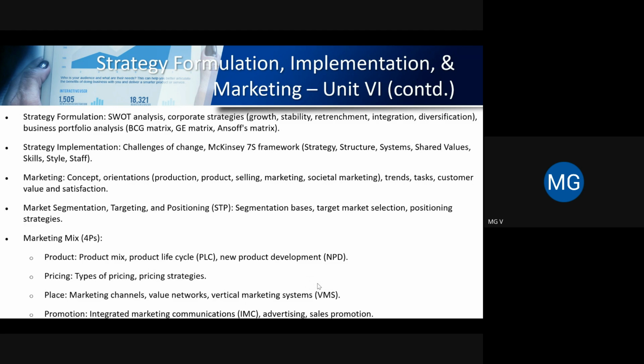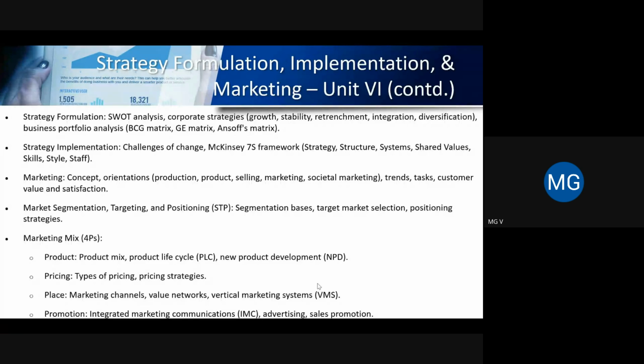Marketing is the process of creating, communicating, and delivering value to customers. Different marketing orientations exist, from a focus on production to a focus on societal marketing. Market segmentation divides the market into distinct groups of buyers with different needs. Targeting selects specific segments to serve, and positioning creates a unique image for the product in the minds of the consumers. The marketing mix consists of the four P's: product, price, place, and promotion.